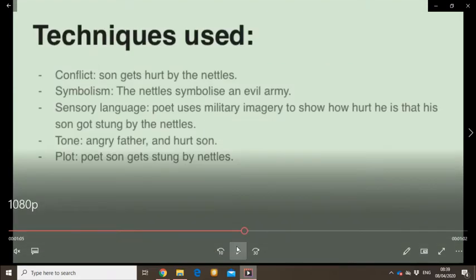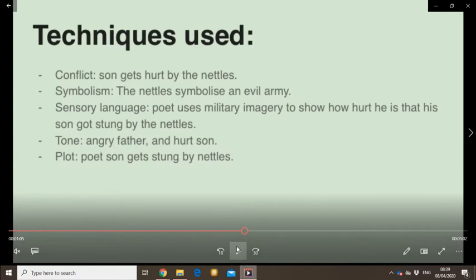And the tone is angry and violent as the father goes to seek revenge on those nettles, and the son is quite hurt. And the plot is basically that the poet's son gets stung by nettles, and that the poet seeks revenge because the nettles hurt his child.